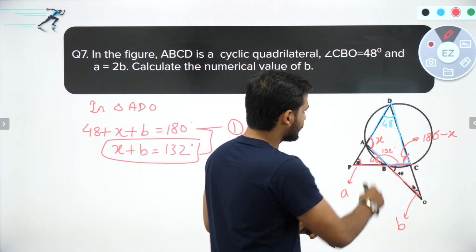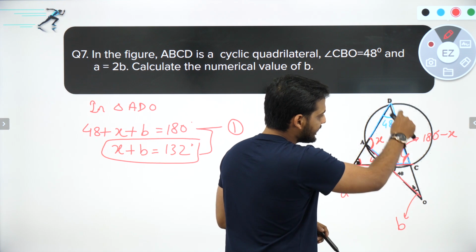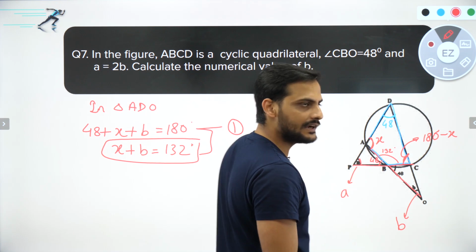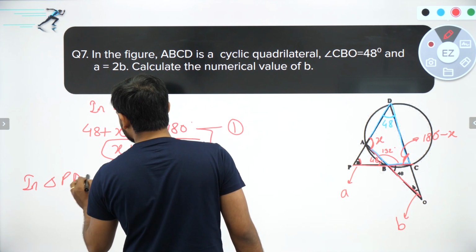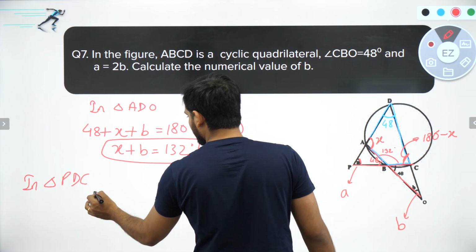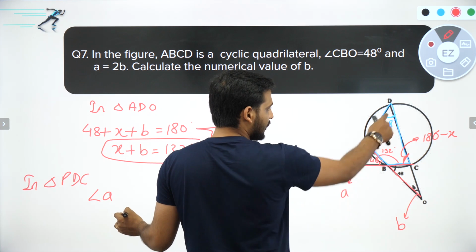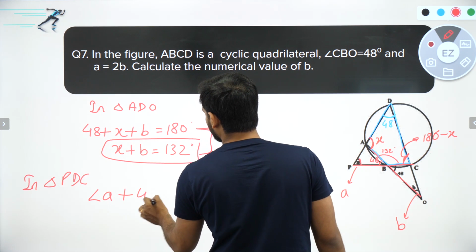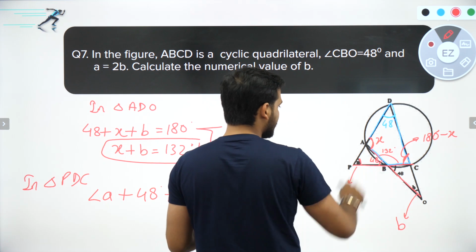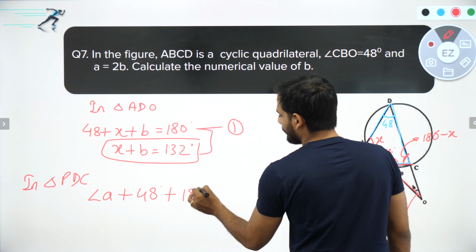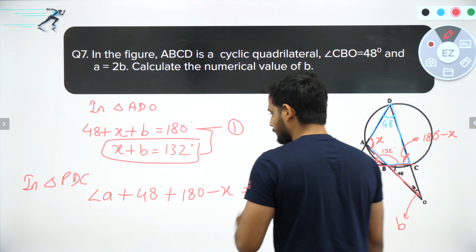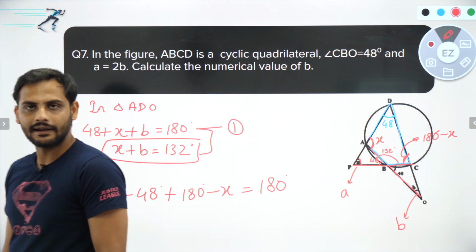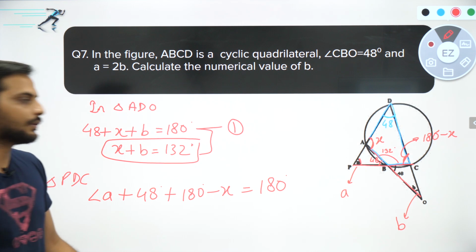Now let's talk about this triangle PDC. So in triangle PDC, what do you have? See, angle A, at P you have angle A plus angle D is 48 degree plus angle C is 180 minus X is equal to, bachcho, 180 degree. It should be equal to 180 degree. Right? Correct na yaar? It should be equal to 180 degree.